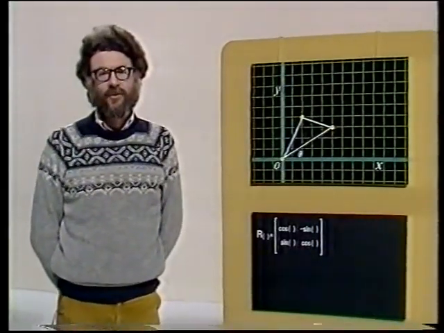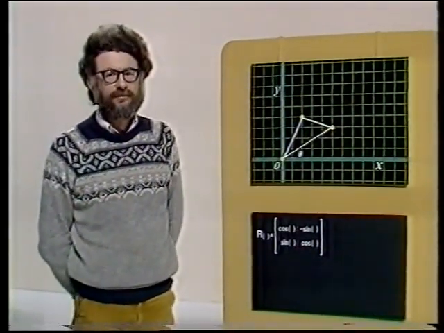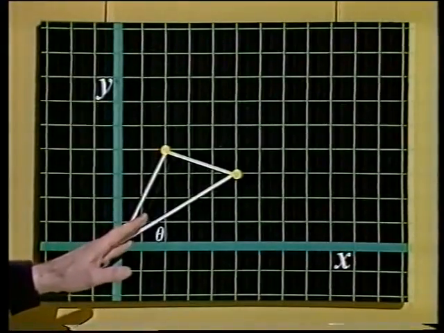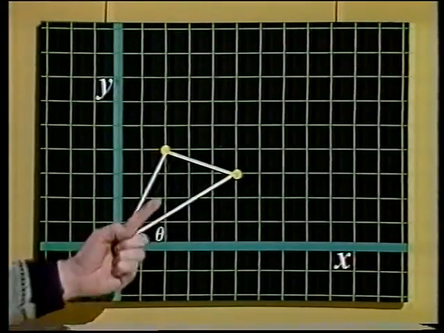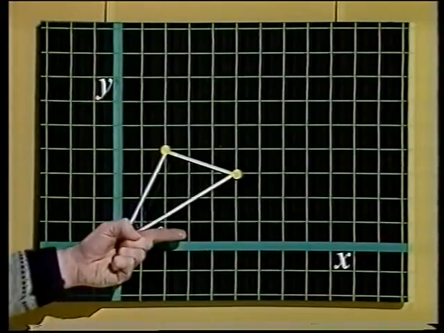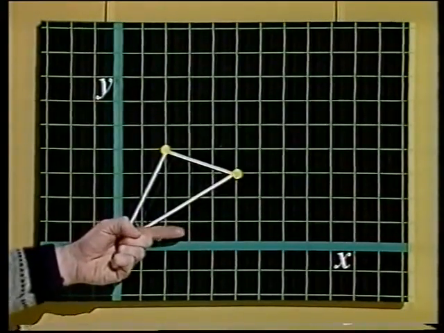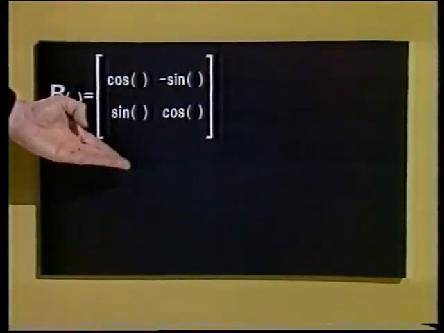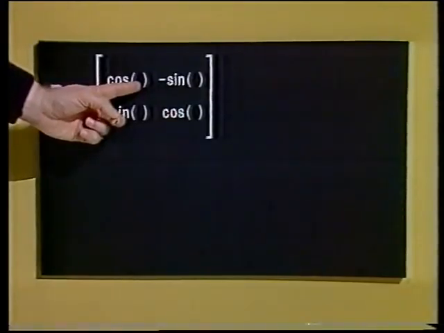And the stage after the translation is the rotation. What we want to do now is to rotate the triangle from this position through this angle in this direction down to the x-axis. Well, that's going to involve the use of a rotation matrix. And here it is in its general form. Of course, what's missing from this is the angle through which we wish to rotate the triangle.